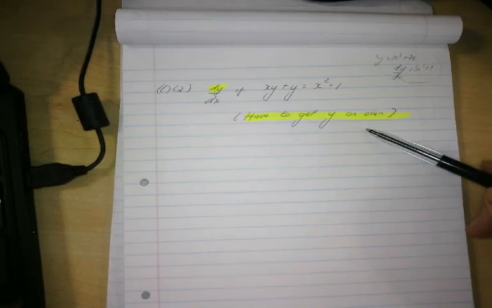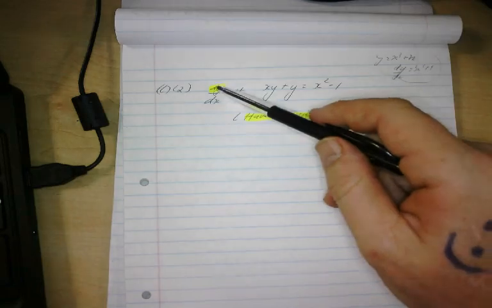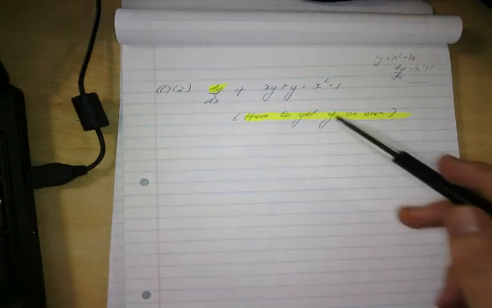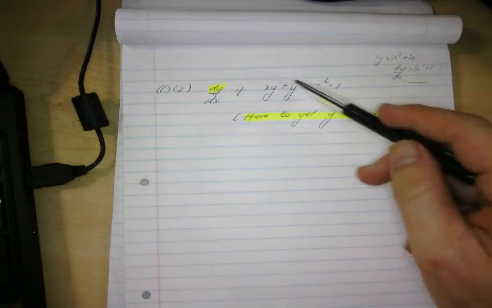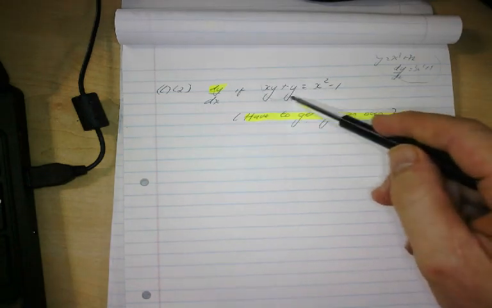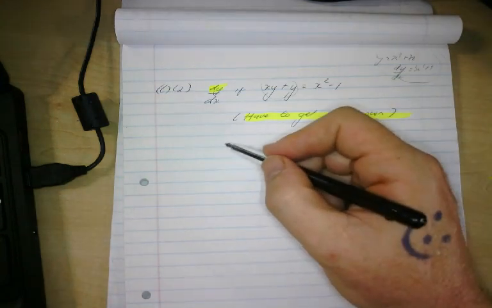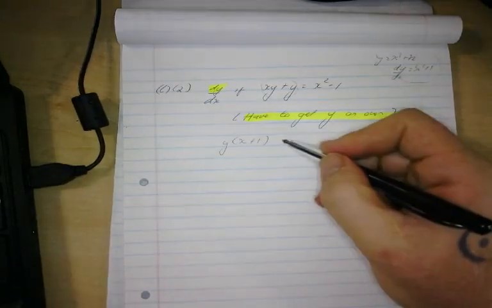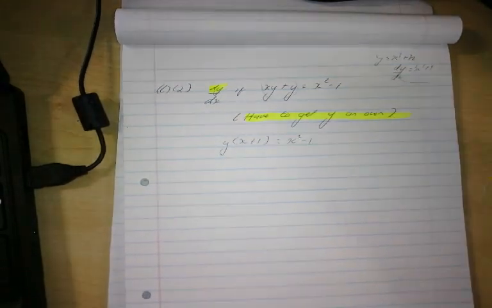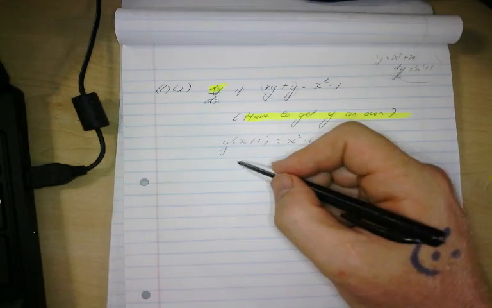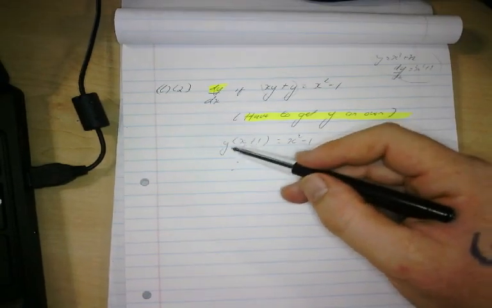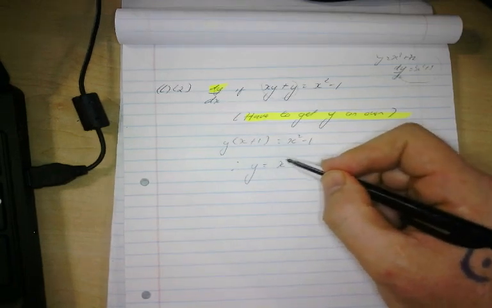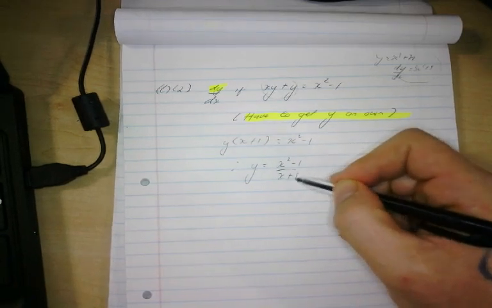So your first step is you have to always get whatever you're trying to differentiate, this bit at the top, on its own. So in this case, I've got to get y on its own. And the only way I can get y on its own here is to factorize that. And I factorize that by taking out a y. So if you take out y, you're left with x plus 1, and that's going to be equal to x squared minus 1. Now to isolate y, you can divide both sides by x plus 1. So I get y is equal to x squared minus 1 over x plus 1.